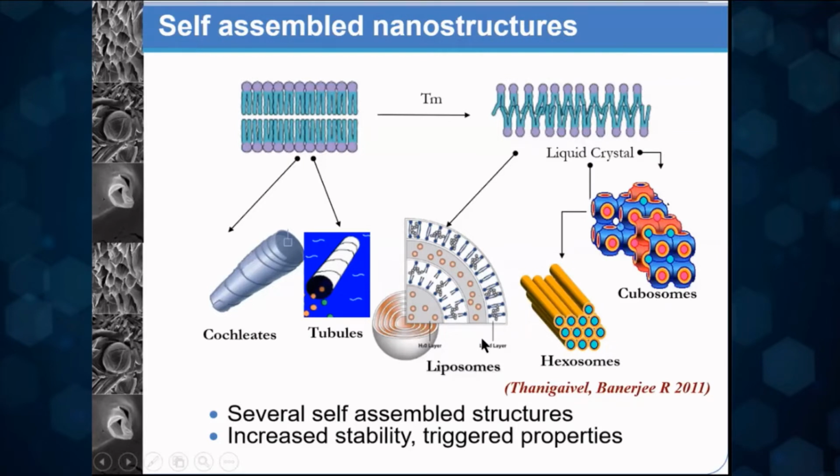And just some examples, this is not a comprehensive list, are shown here. The common one, which you would all have heard of, is the bilayer structure of the liposome, where you have the liposome forming concentric layers of these bilayers with an aqueous core in the center. Cochleates are spiral shaped structures. Tubular is when there's a hollow tubular assembly. Hexagonal structures give you hexosomes, and cubical phase gives you the cubosomes.